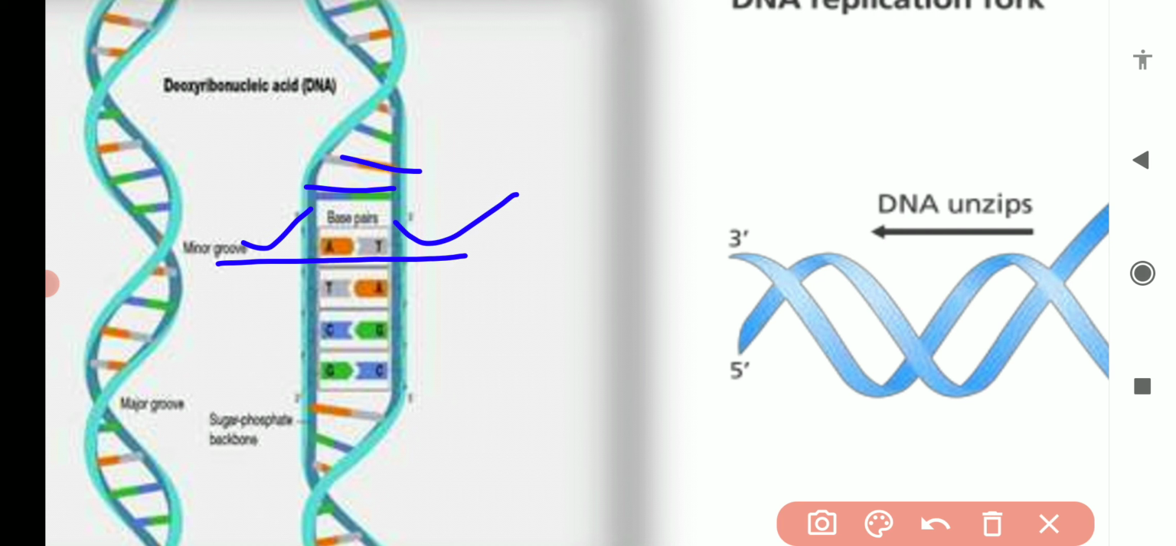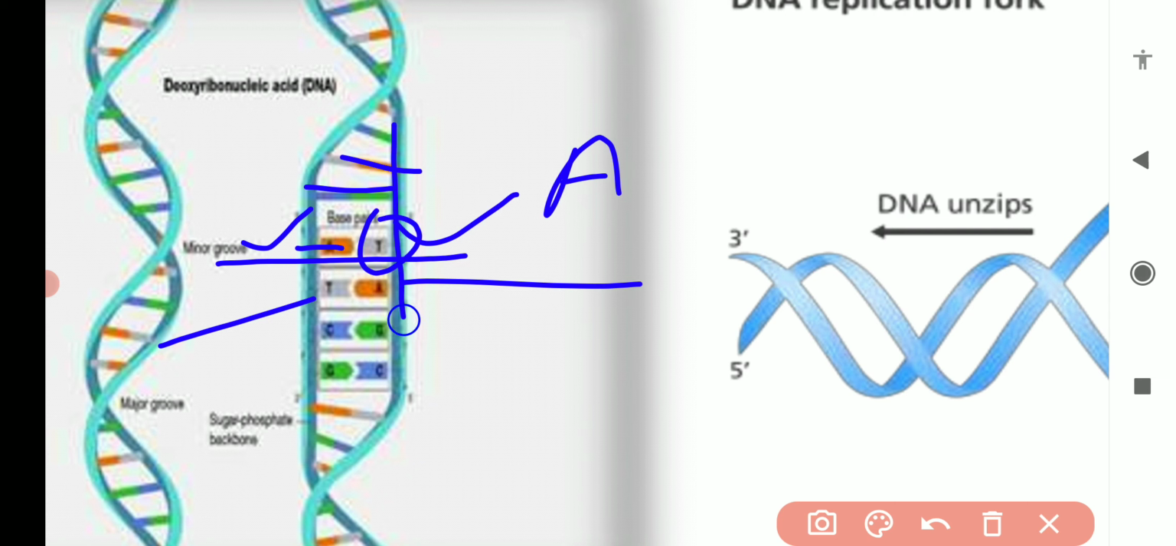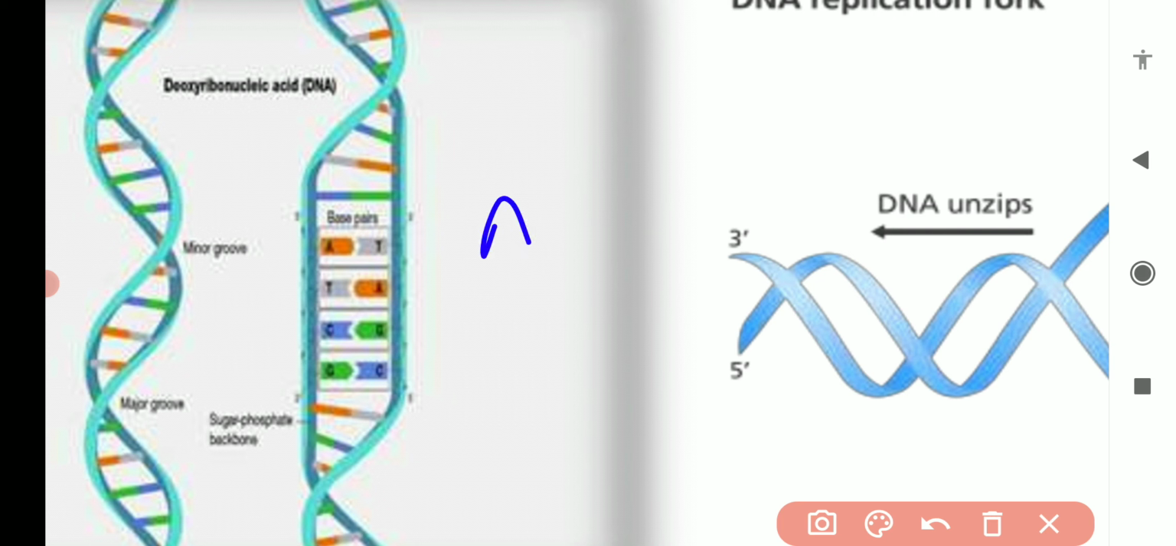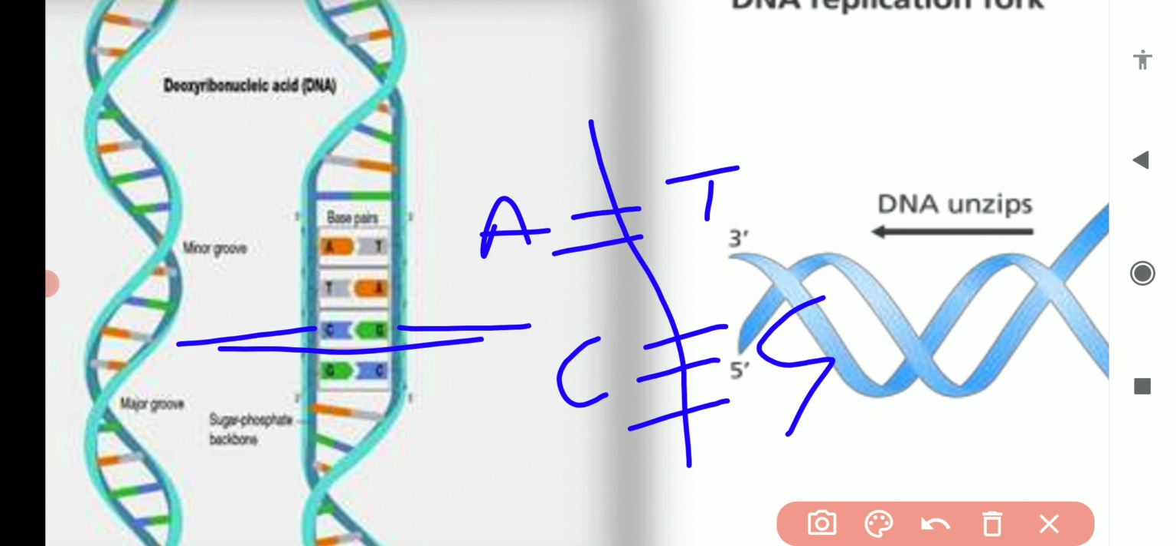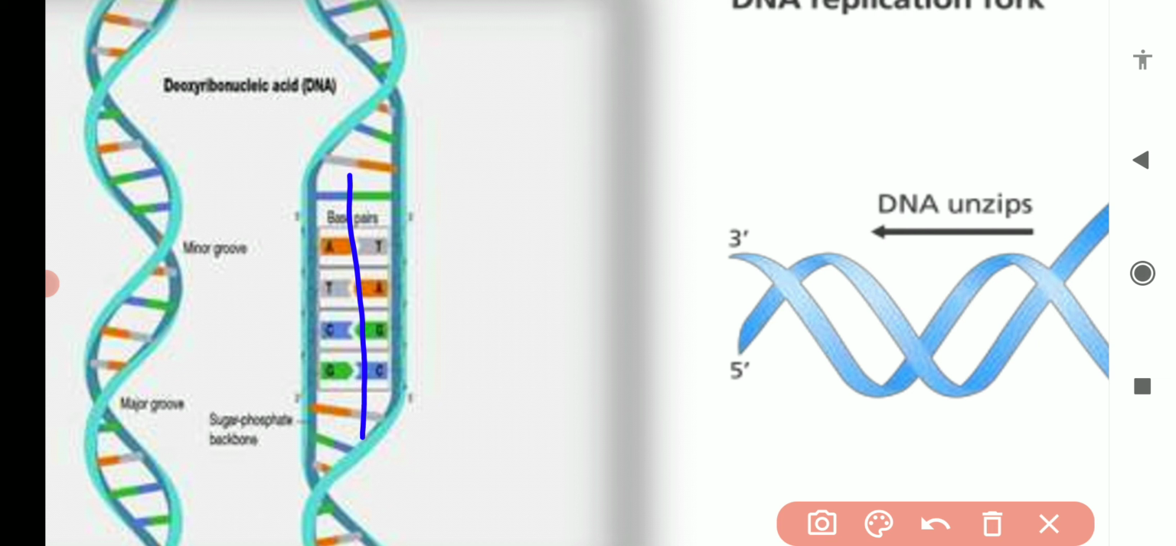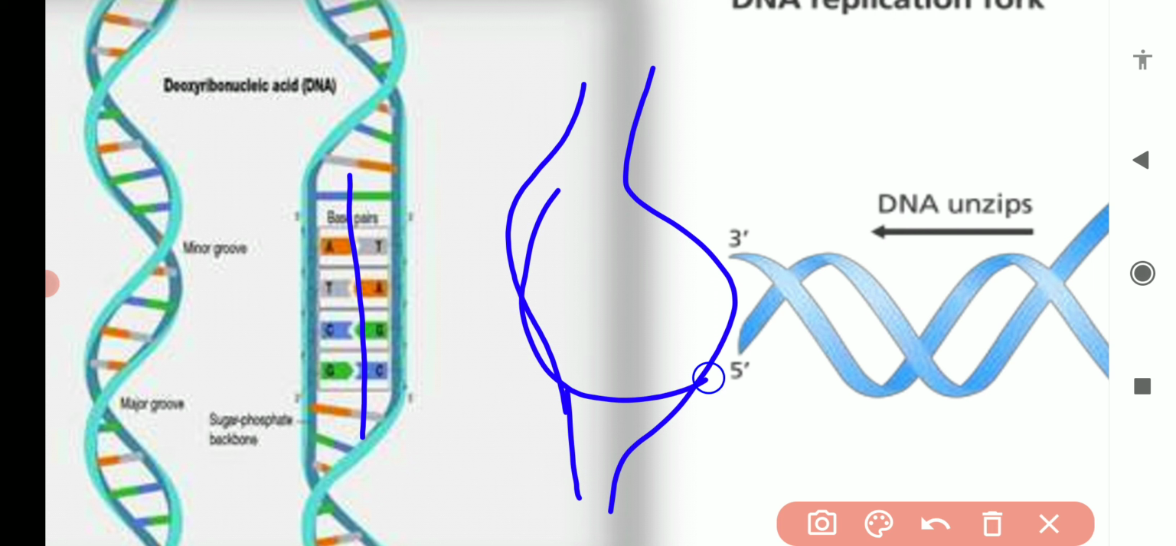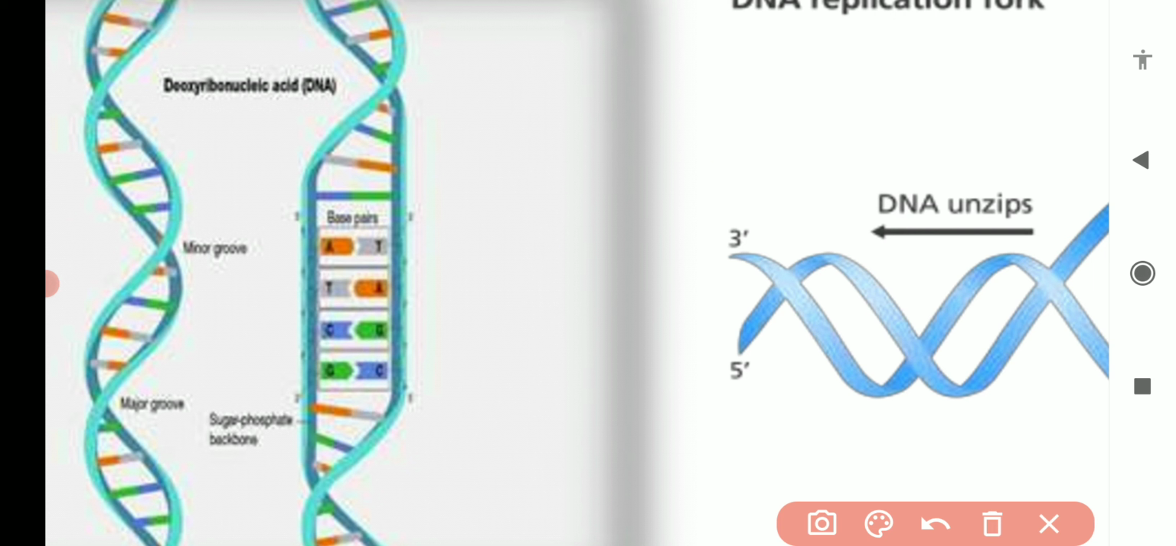Here you can see this is A, which is attached to this strand, and opposite is T, thymine, which is attached to this strand. These two, A and T, attach together with the help of two hydrogen bonds. Likewise, cytosine and guanine attach to each other with the help of three hydrogen bonds. These hydrogen bonds should break, and this DNA should open up like that. This opening is known as unzipping of the two DNA strands.